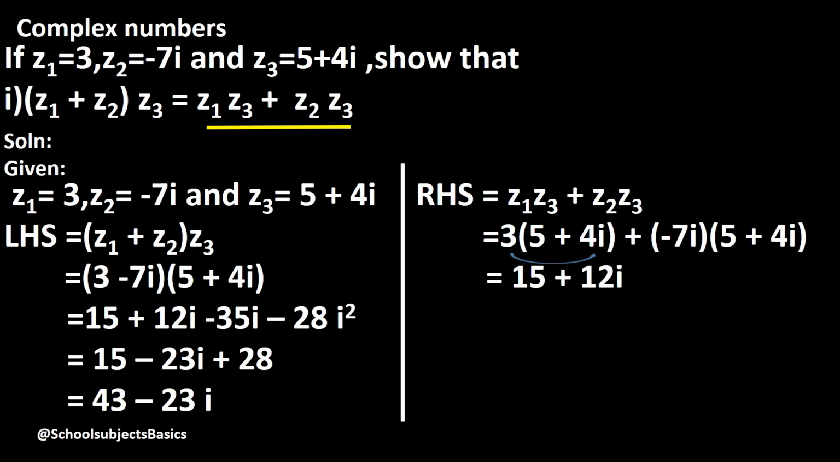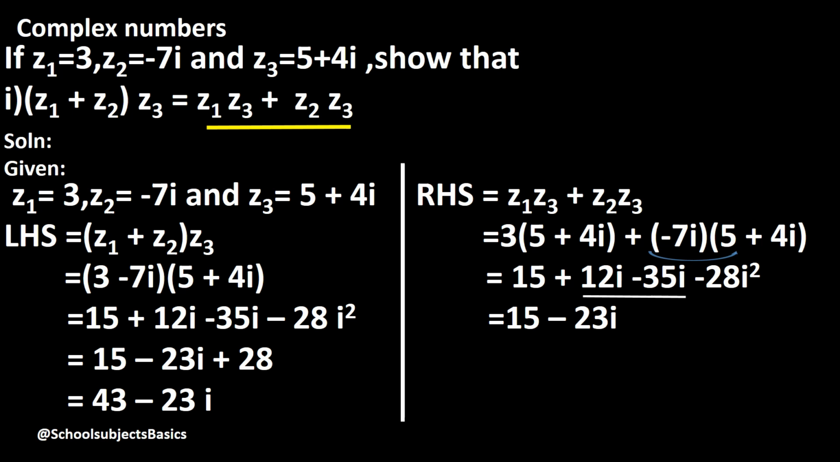Then the next step is we have to multiply minus 7i into (5 plus 4i). So minus 7i into 5 is minus 35i. Then minus 7i into plus 4i is minus 28i into i, so that is i square. The next one is the integer value 15, which we write as it is, since there is no other integer. Then we have plus 12i minus 35i, so that is minus 23i.